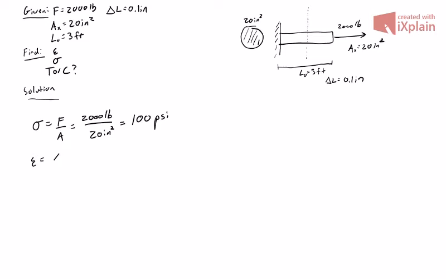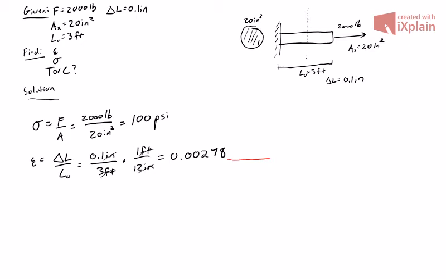Similarly, for strain, our base equation is that the change in length divided by the initial length is equal to the strain. So we're given both of those right on. So 0.1 inches divided by 3 feet. We have to do a little bit of unit conversion to make sure that everything cancels out. 12 inches per foot. Make sure our railroad tracks worked. They did. And we get that the strain is 0.00278.